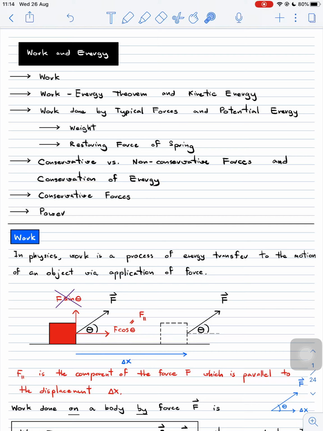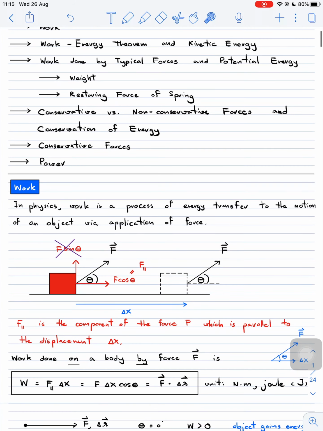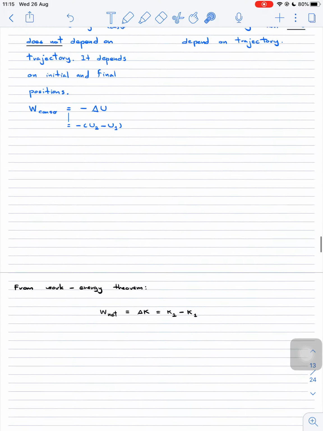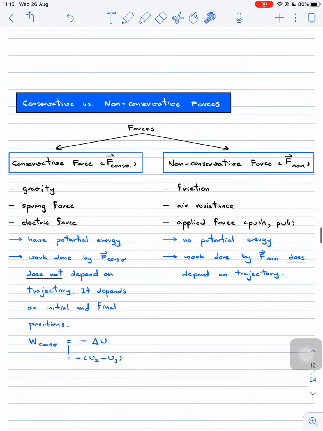The next topic is the difference between the conservative and the non-conservative forces. Here we just want to develop another type of the work-energy theorem, and then we can talk about the conservation of the energy here. So what is the conservative and the non-conservative force?